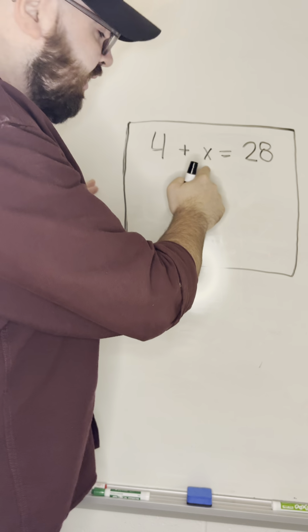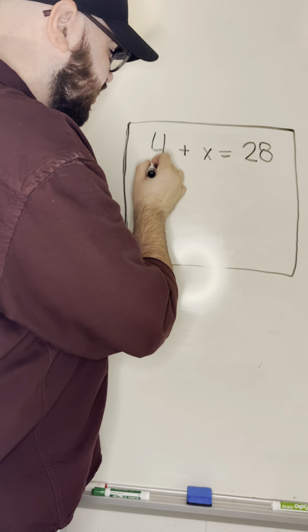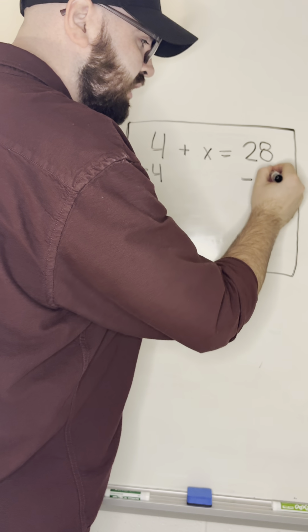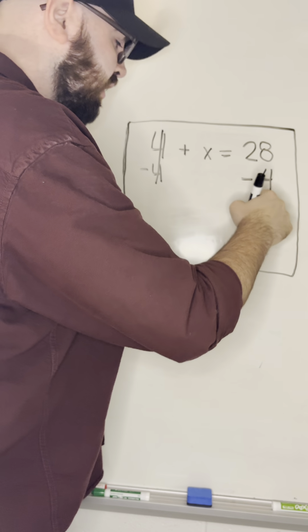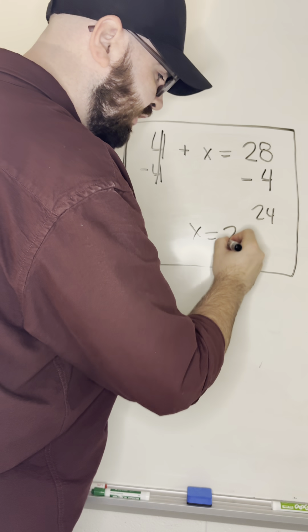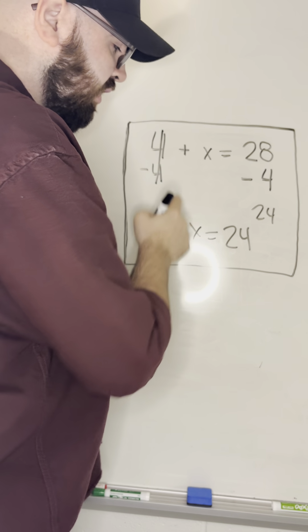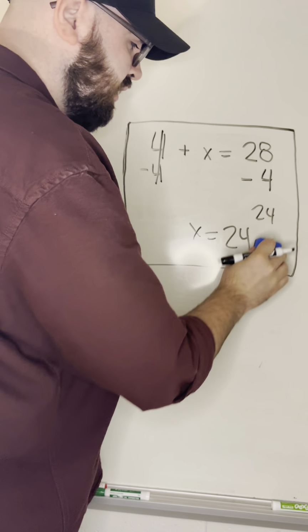All right, so let's look at this right here. X needs to get by itself. This is a positive 4, or plus 4, so I'm going to subtract it to get it gone. I come over to this side and subtract as well. 28 minus 4 equals 24. X equals 24. Go back up here: 4 plus 24 equals 28. Yes, it does. It's done.